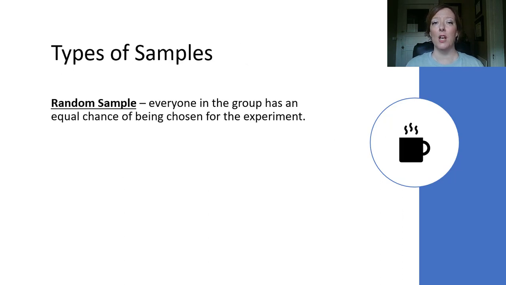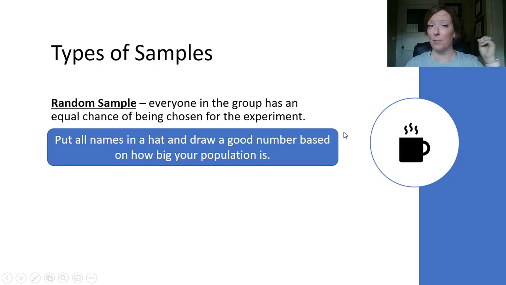There are types of samples. The first one is a random sample. In a random sample, everyone in the group, the larger population, has an equal chance of being chosen for the experiment. So for our experiment, how would we do that? We would pull names from a hat. We could probably just put names of each of the teachers in a hat and draw out the number of names that we want to be in our experiment. And it depends on how big your population is. If you want half of a sample instead of a full population, if you've got 100 teachers, you could sample 50 and just pull 50 names out of the hat. That should be fairly representative.